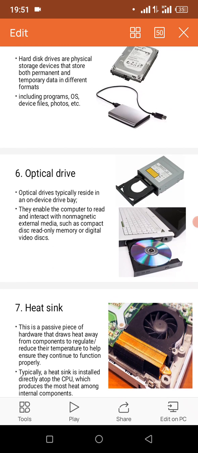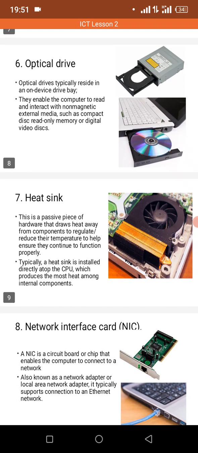So I've included the picture there of a computer or a PC which has got that particular CD drive. So you press on and then it comes out, you put a CD, it goes in, then the CD reads, you are able to get what is on that particular CD. Quickly, let's go to number 7.